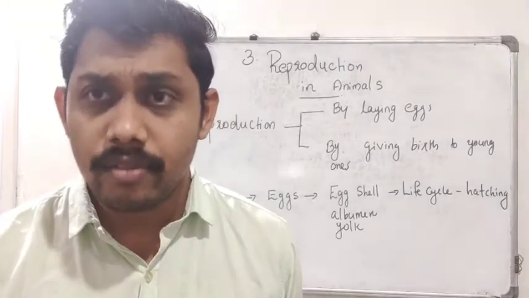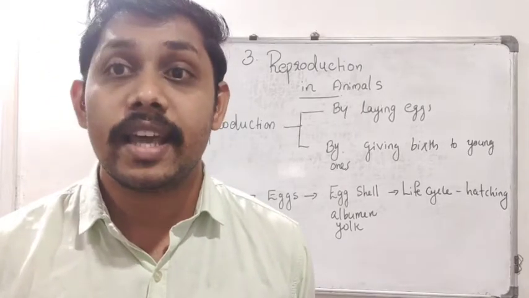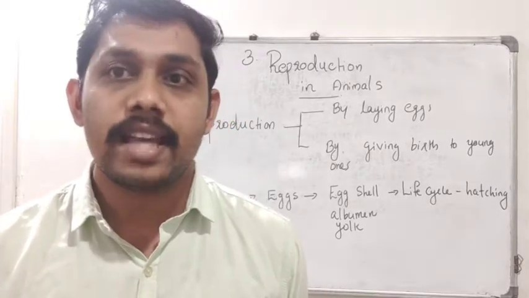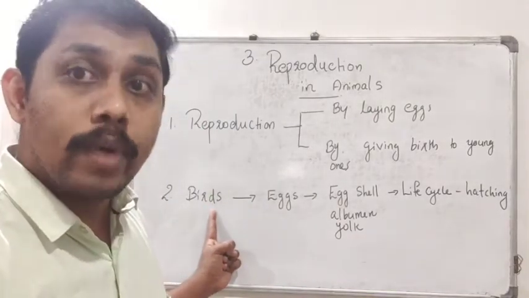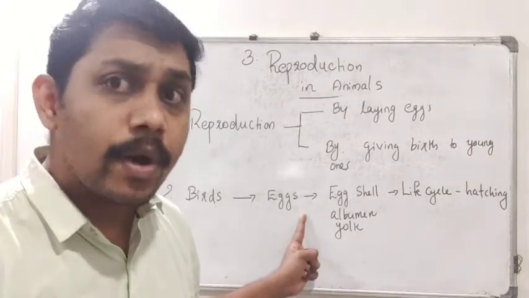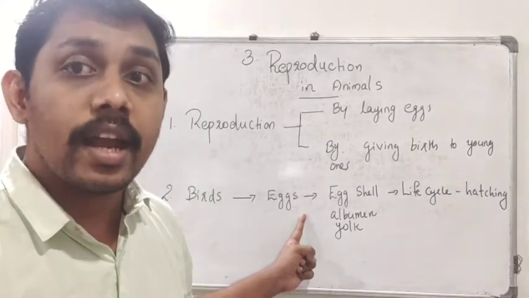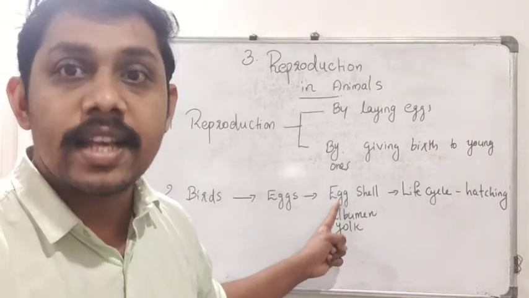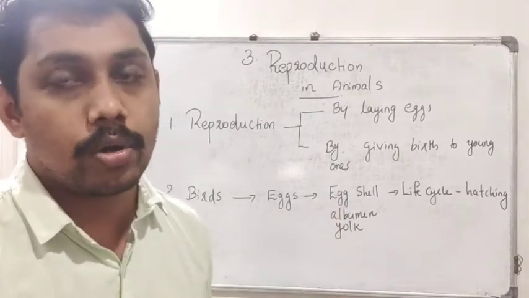First we have discussed the case of laying eggs, in which the first example was birds. Birds are the animals which lay eggs for reproduction, isn't it? So what are the main parts of an egg? We know that there are three parts to an egg. First one is eggshell, second one is albumin, and third one is yolk.